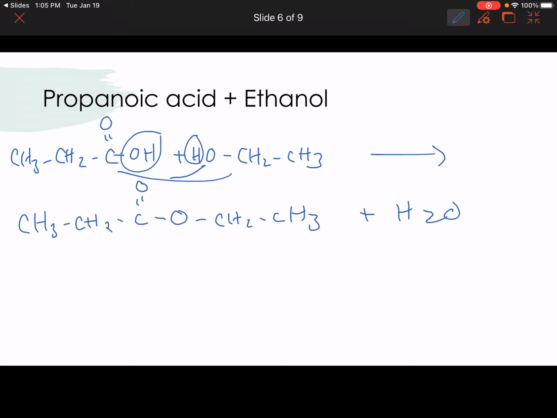Now, again, this whole entire thing is called the esterification reaction, but we're going to name the ester here. And the ester, I'm going to name this part first, so that's going to be called ethyl. And then I name the second part here. Instead of propanoic, I'm going to call it propanoate. So ethyl propanoate is the name of that particular ester.